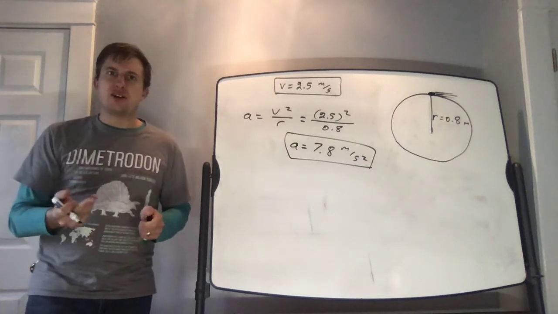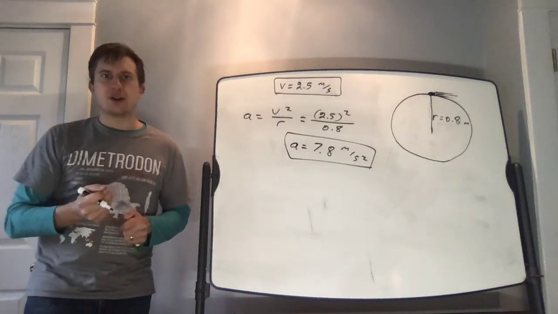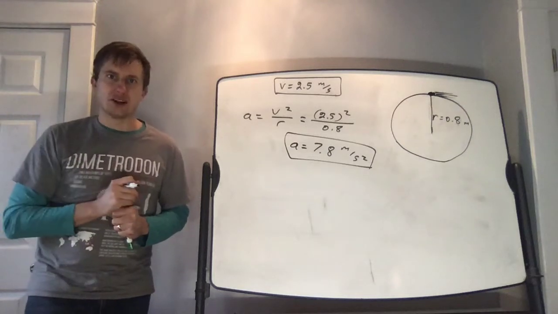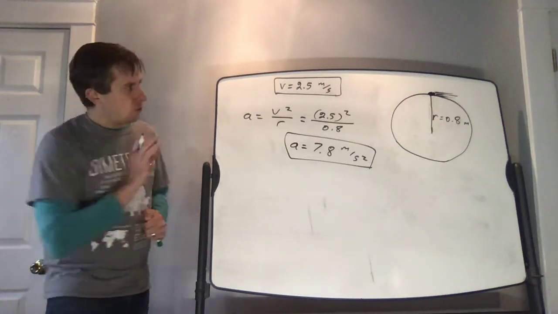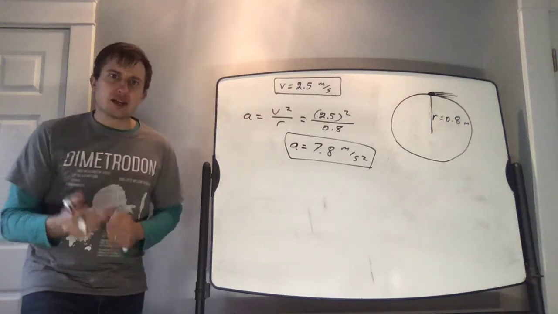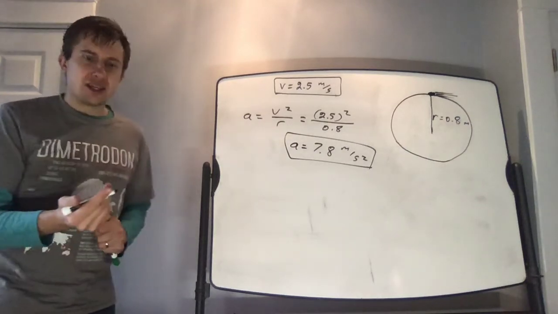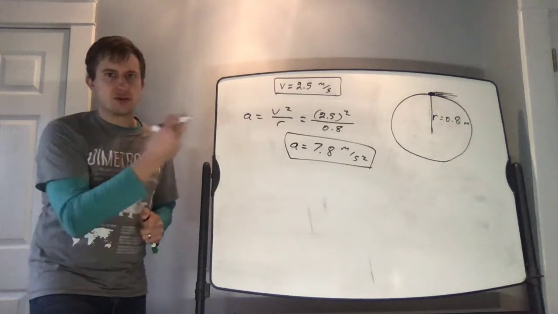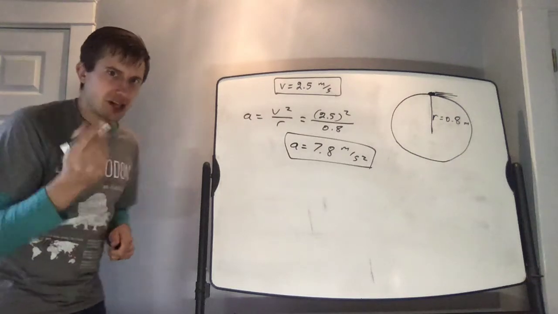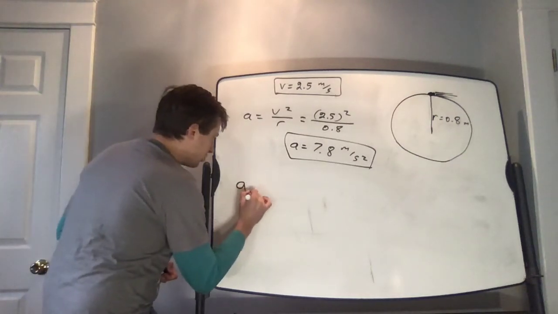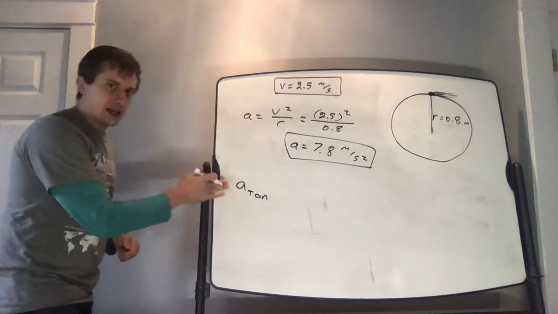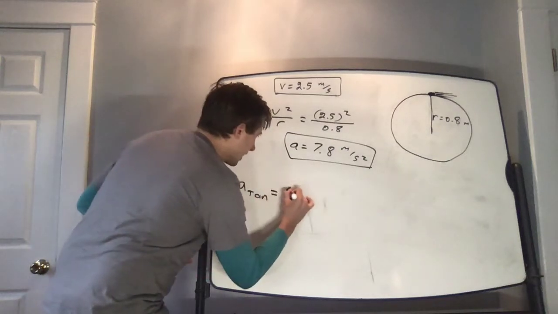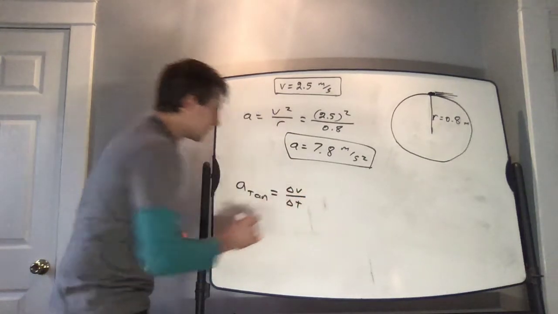If I want to fully know the object's acceleration, I need to know both components of the acceleration. It's not enough just to tell you one component. So when we are talking about an object that is moving in a circular path, we could talk about the component of that object's acceleration that is parallel to the direction of motion, or parallel to the velocity. So A tangential is the component of the acceleration that is parallel with the velocity, and that is written as delta V over delta T.